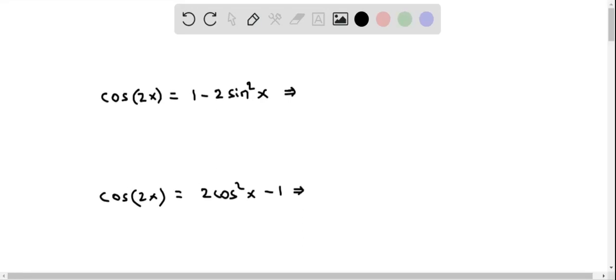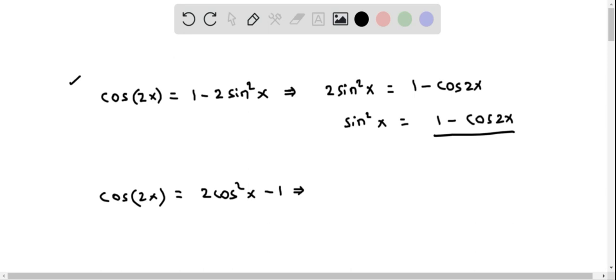Let's use the double angle formula for cosine 2x and determine sine squared x and cosine squared x. From this equation, we can determine sine squared x by adding 2 sine squared x first and then subtracting cosine 2x. When we do that, we get 2 sine squared x equals 1 minus cosine 2x. Dividing by 2, we get sine squared x.